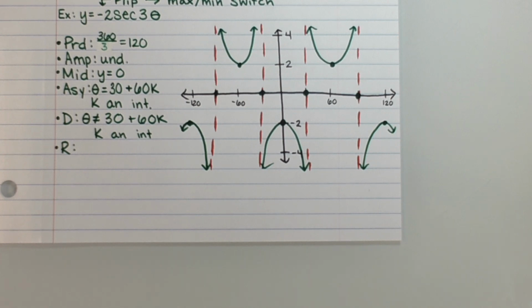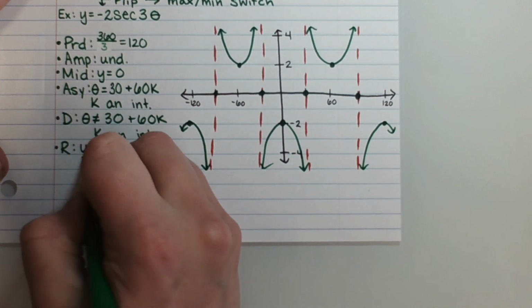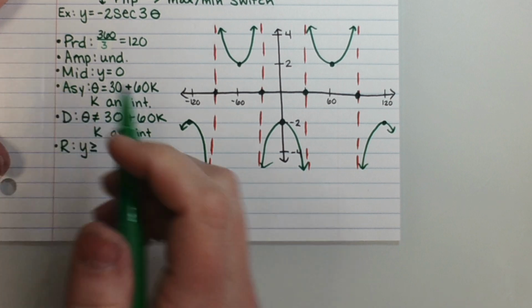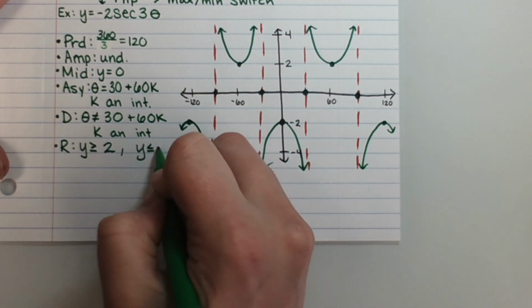Range. Should be broken into 2 parts because there's 2 distinct regions of what the y values do. They go upwards and they go downwards with a gap in the middle. Y is greater than or equal to what number? 2. Y is less than or equal to what number? Negative 2.